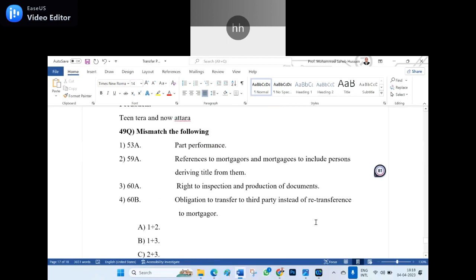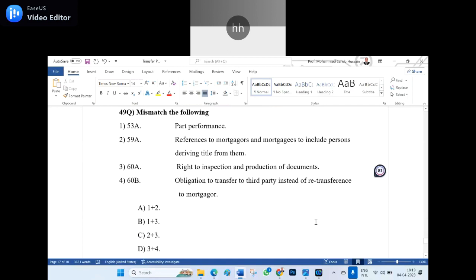And 49th question, mismatch the following. Of course, 53A, everybody knows, part performance. 59A, and 60 capital A, 60 capital B. 60 capital A is right to inspection and the production of document. 60 capital B is obligation to transfer to third party instead of retransfer to mortgagor. And 59 capital A is reference to mortgagor and mortgagee to include the persons deriving title from them. I say mismatch. Options are given here. A 1 plus 2, B 1 plus 3, C 2 plus 3, D 3 plus 4.